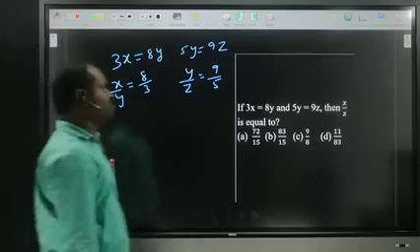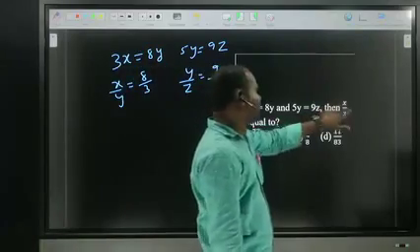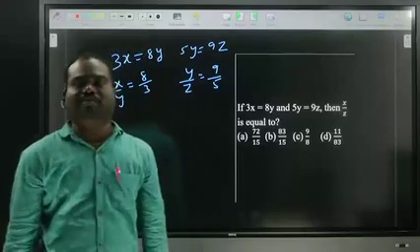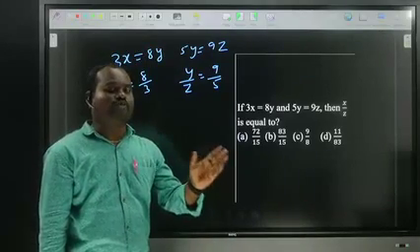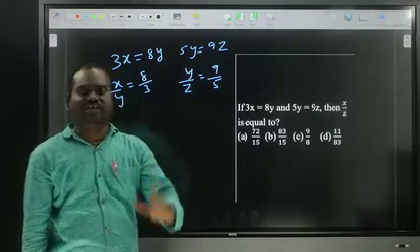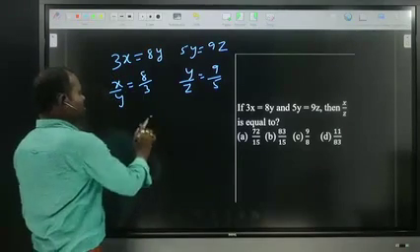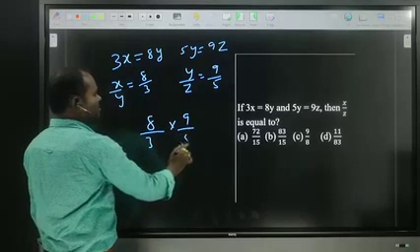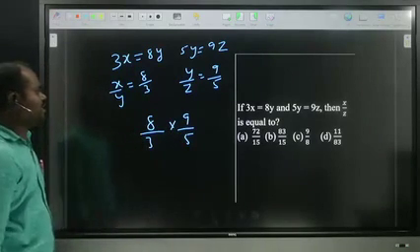But the question is asking what is x by z. X by z is nothing but the first term and last term. Earlier I showed A is to B is to first and last. How to approach first and last? Just put the ratios beside each other. That means 8 by 3 into 9 by 5. Any cancellation?